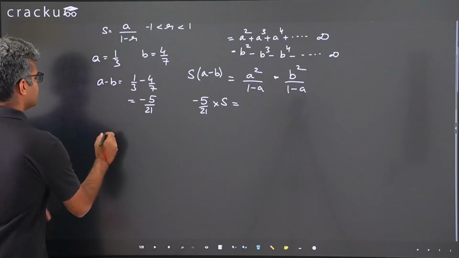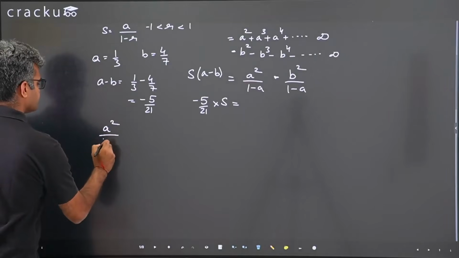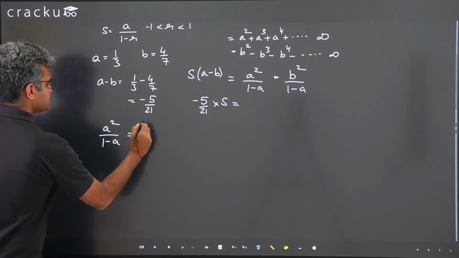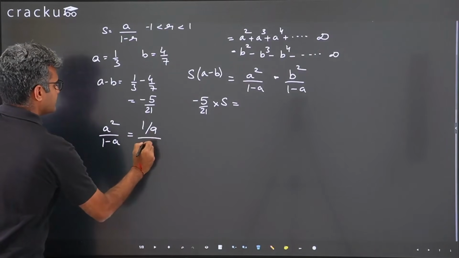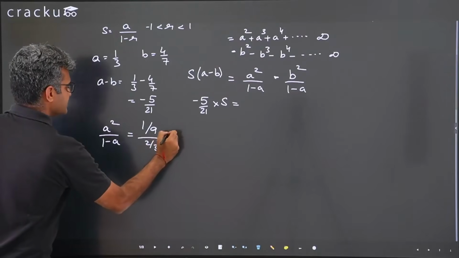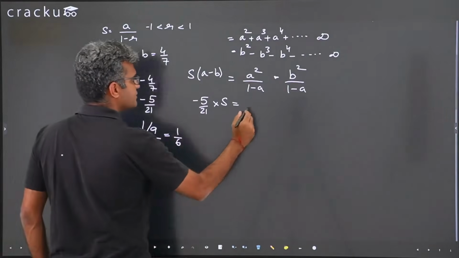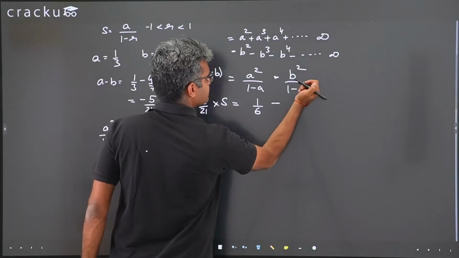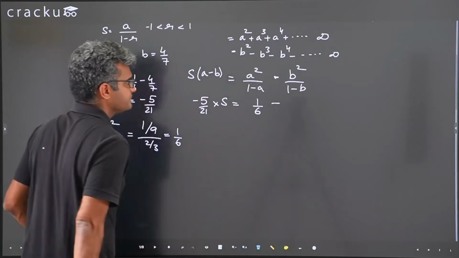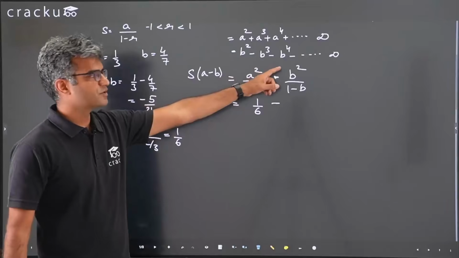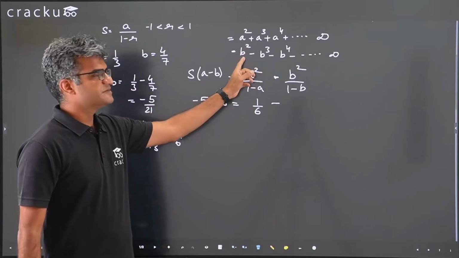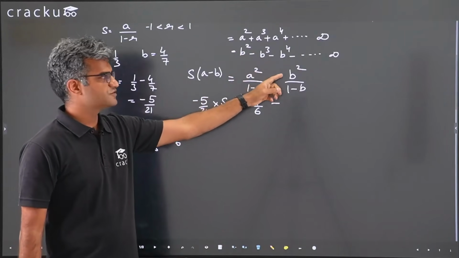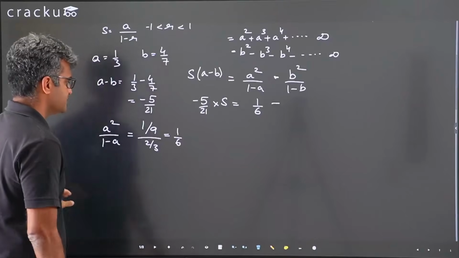What is a^2 by 1 minus a? This is 1/9 divided by 2/3, which is equal to 1/6. So this is equal to 1/6 minus b^2 by 1 minus b, because in the second progression, the first term is b^2 and the common ratio is b. So it will be b^2 divided by 1 minus b.